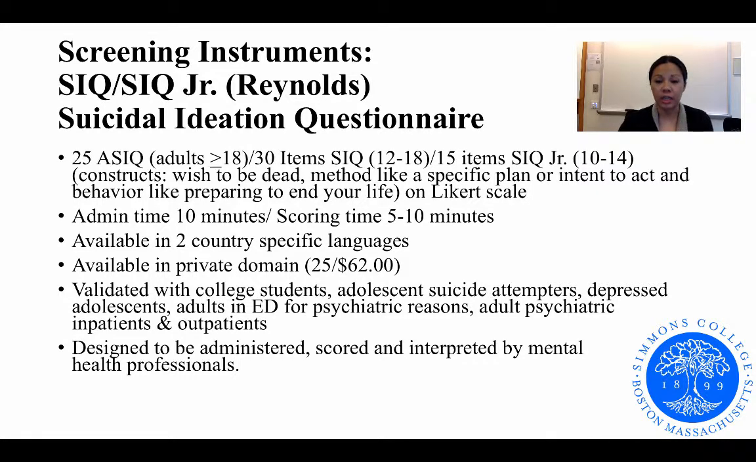And some of the constructs in this instrument include wishing to be dead, method like a specific plan or intent to act, and behavior like preparing to end your life. The responses on this instrument are on a Likert scale. The average administration time is about 10 minutes. Scoring time can range between 5 and 10 minutes. It's available in 2 country-specific languages and available in the private domain. The cost of the instrument is $62 for a pack of 25.